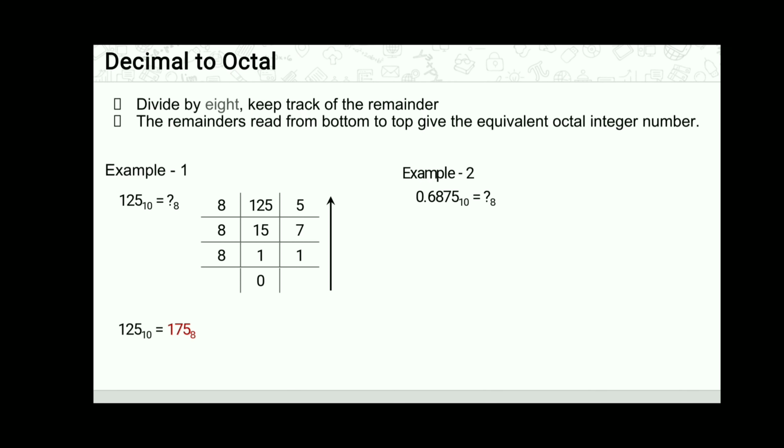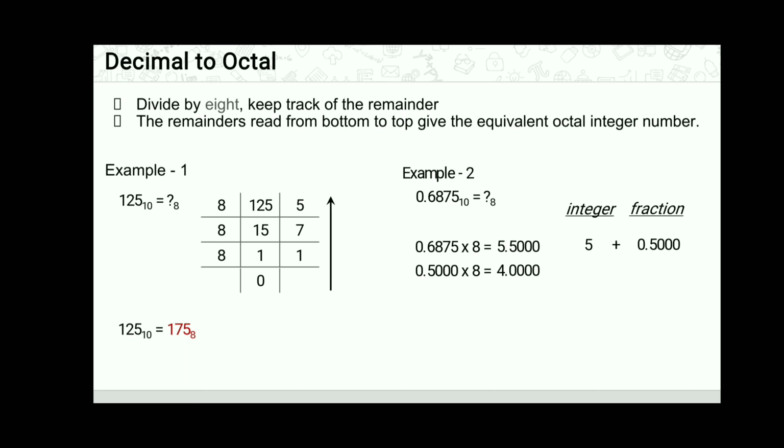Now let's go through the example of the fractional part. Here we have to convert 0.6875 decimal into its octal equivalent. So we will multiply the given number by 8. So we will get 5.5000, in which the integer part is 5 and the fractional part is 0.5000.